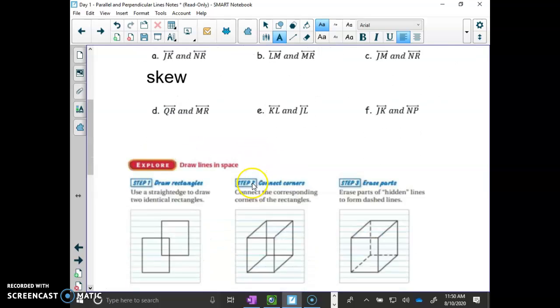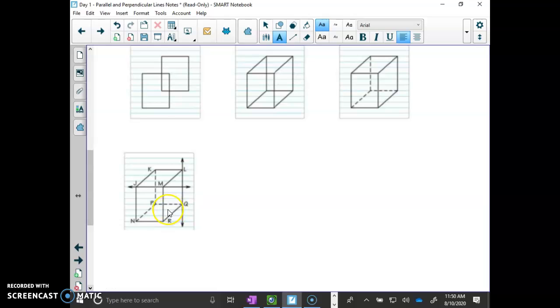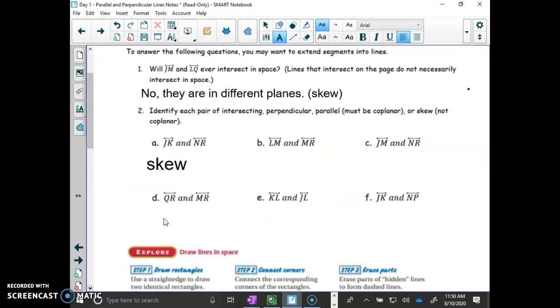LM and MR. LM, MR. Well, they do intersect, don't they? If they intersect, then they at least have to be on the same plane at one point. Okay? So yeah, we can just call them intersecting. Wait, they're actually perpendicular, aren't they? I've practiced writing that word.